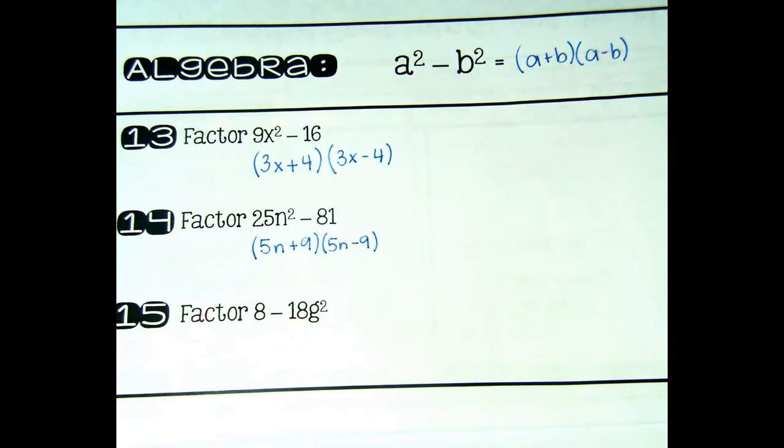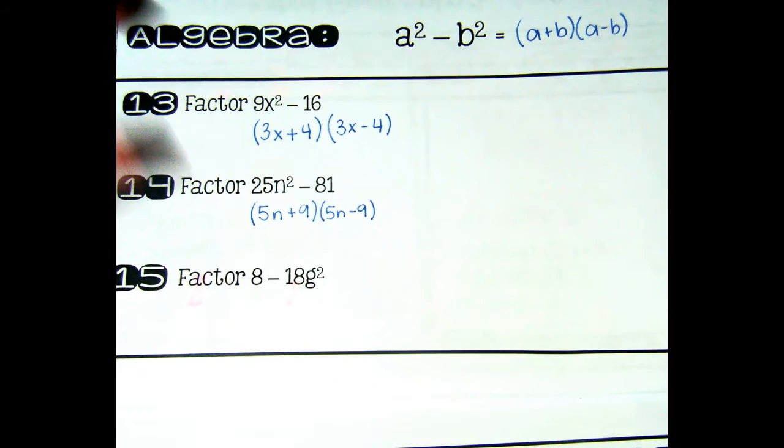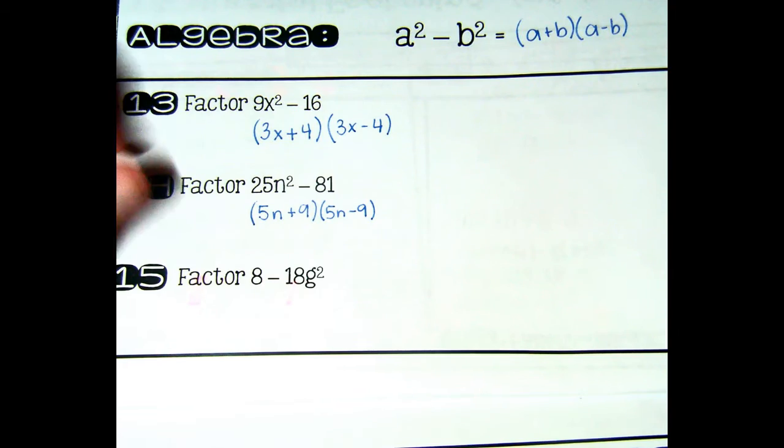Okay. Let's look at 15. I do have a problem. What's the problem? 8 is not a perfect square. Is 18? No. Do they have a greatest common factor? Probably. What'll go into 8 and 18? Will 4 go into 18? No, it'll go into 8 but not 18. Alright, so 2 then maybe?